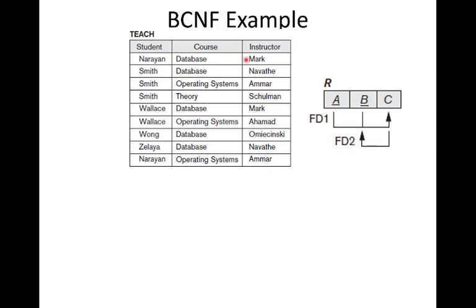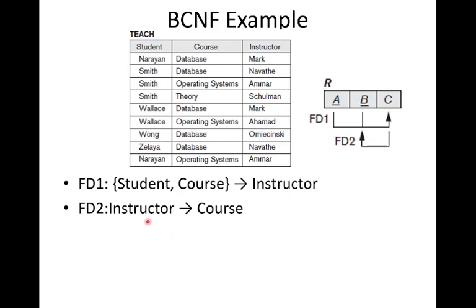So this is another example for BCNF. We have the Teach relation, with attributes student, course, and instructor, and these are the different tuples in it. If you see, this functional dependency is there: student, course to instructor, and also a functional dependency, instructor to course. So the key of this relation is the combination of student and instructor.